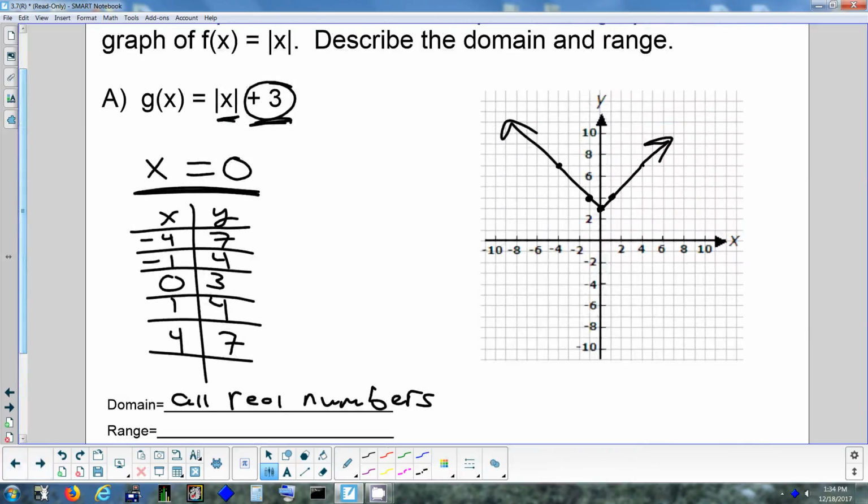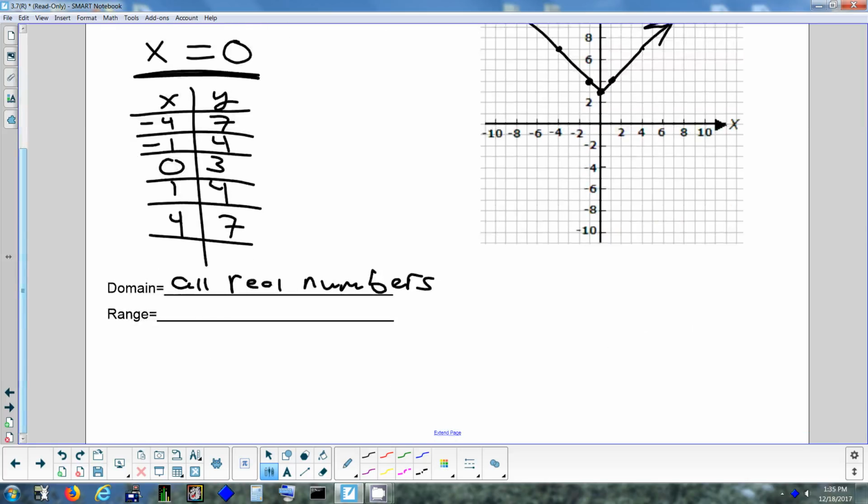Okay, range. Does this graph go down forever? No. Does this graph go up forever? Yes. So if it doesn't go down forever, then it must have a low point. What's the low point? 3. And it goes from 3 to infinity. It goes up forever. So for range, this is a lot longer to write, but you can say from 3 to infinity.